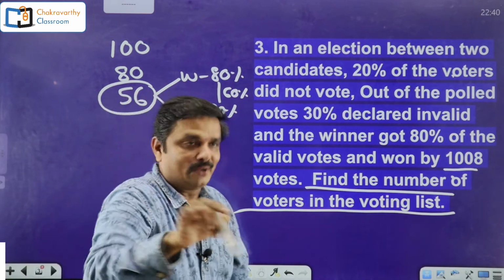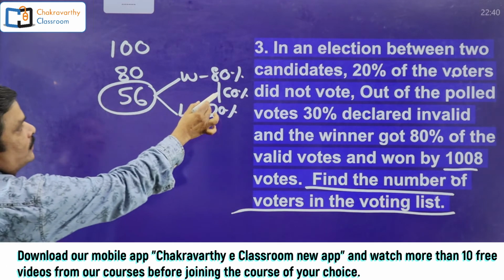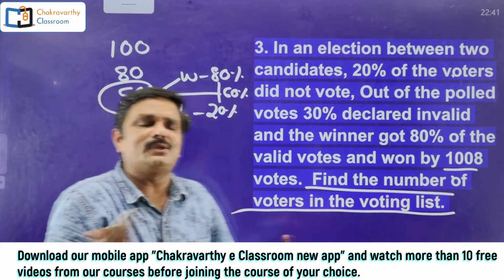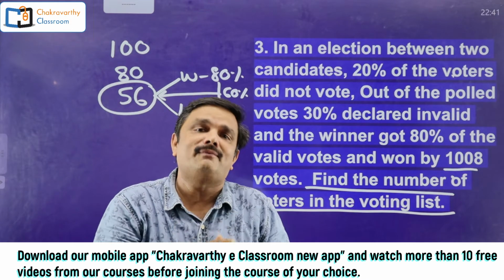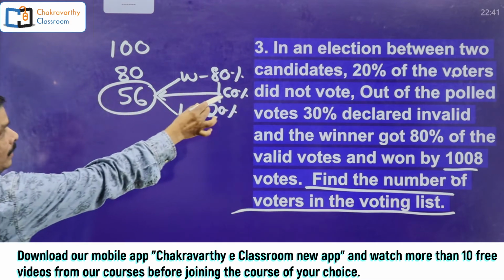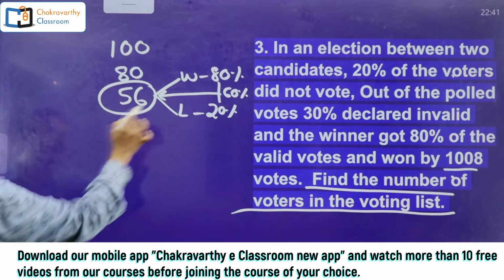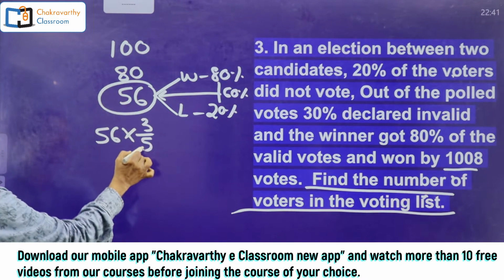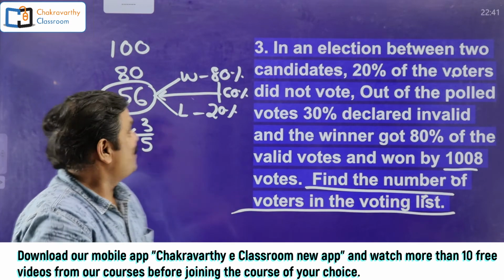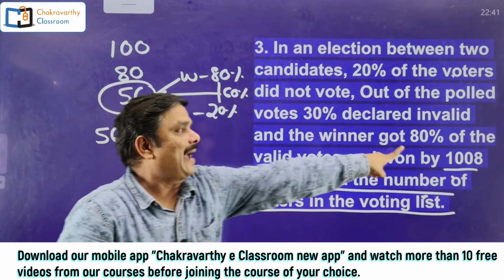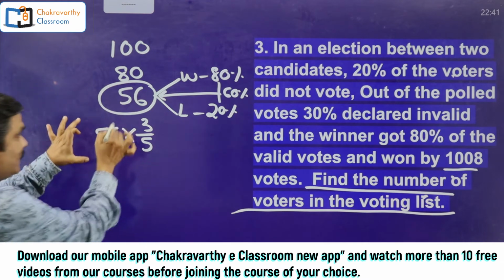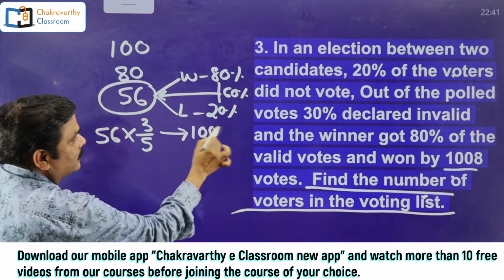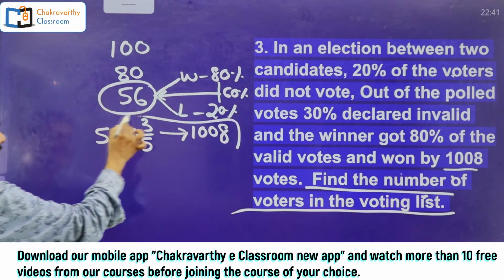Now you got the idea. For your understanding, I'll give you students here. This is 60% of what? 56. Okay, 60% is nothing but 3 by 5. So the difference between winner and the loser is 56 into 3 by 5. This is the figure. Now I'm going to compare this one with the actual figure. So here 56 into 3 by 5 votes is equal to 1008. This is the key for us.